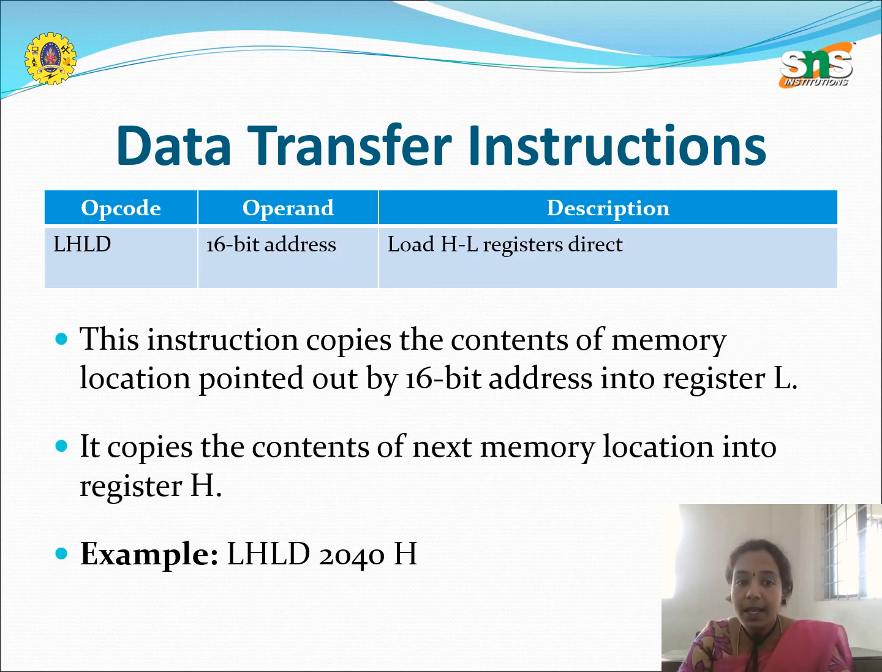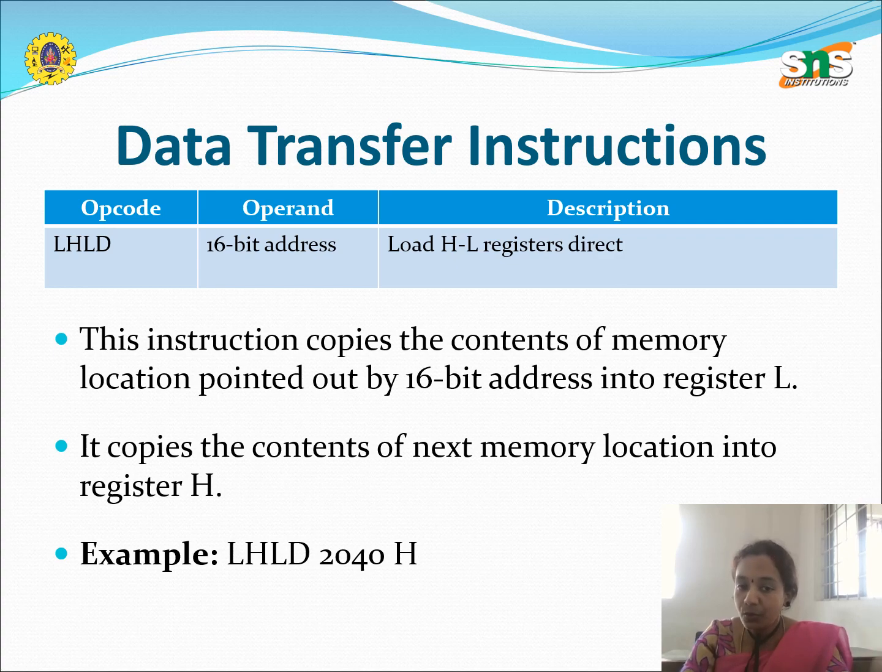So the next one is LHLD. This instruction copies the contents of the memory location pointed out by the 16-bit address into the register L. It copies the contents of the next memory location into the register H.